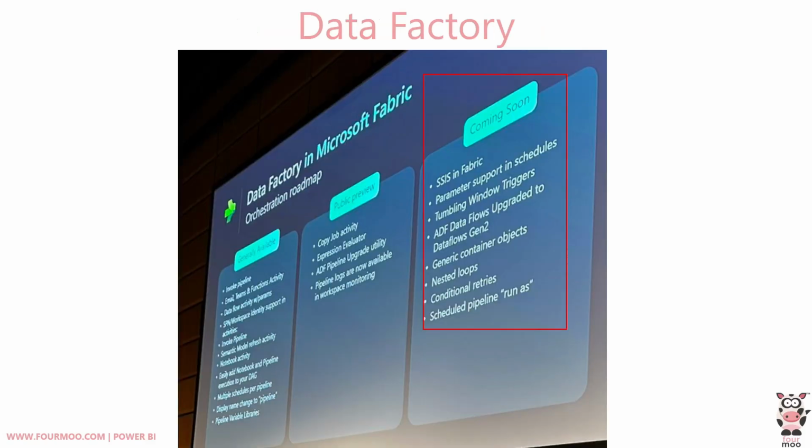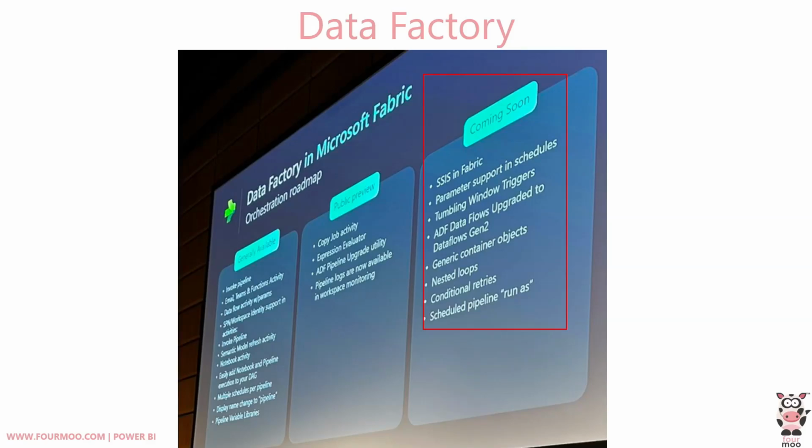Then there were some Data Factory updates. What I'm specifically focusing on here is the coming soon section. As you can see, there is SSIS in Fabric. I wonder what that is, if it's like the SSIS that you used to have in Data Factory, but it'll be great to see because I'm sure there's a lot of people and a lot of code that still runs on SSIS, as well as parameter support in the schedules.